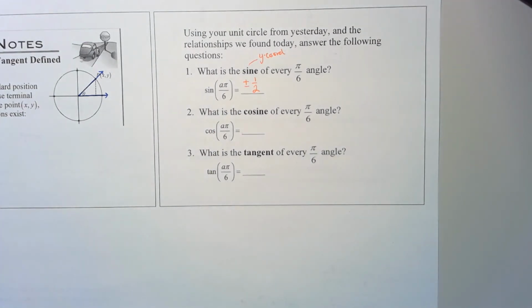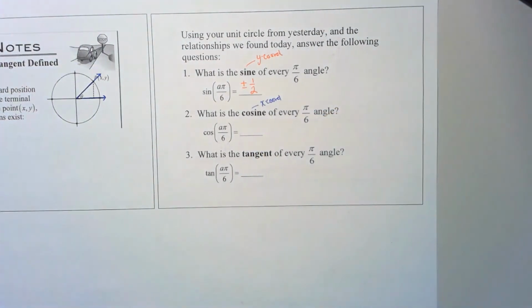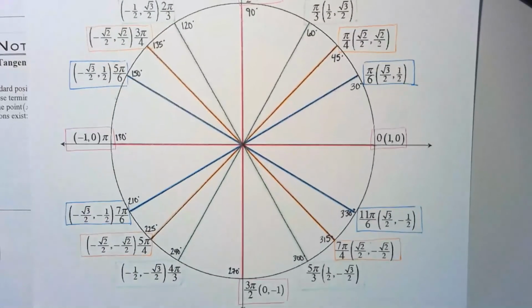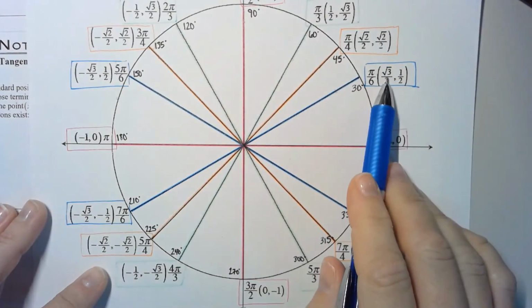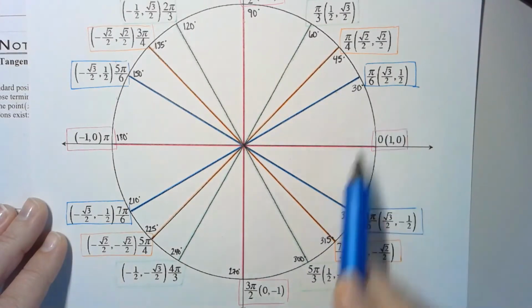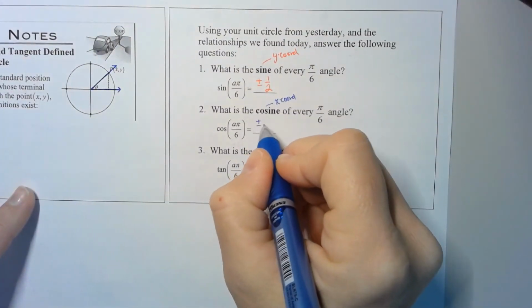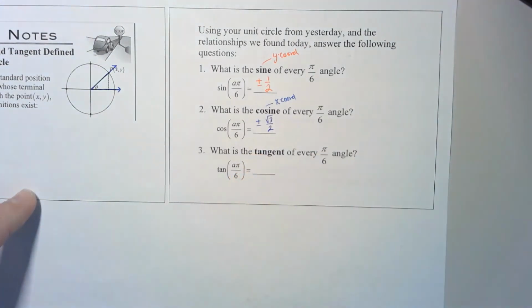Same thing with the cosine of every pi over 6 angle. Cosine is the x-coordinate, so let's go back to our picture here. Go back to my blue angles. Cosine is the x, so the x-coordinate's radical 3 over 2, negative radical 3 over 2. All 4 of them have the same x-coordinate, which is either positive or negative, radical 3 over 2.